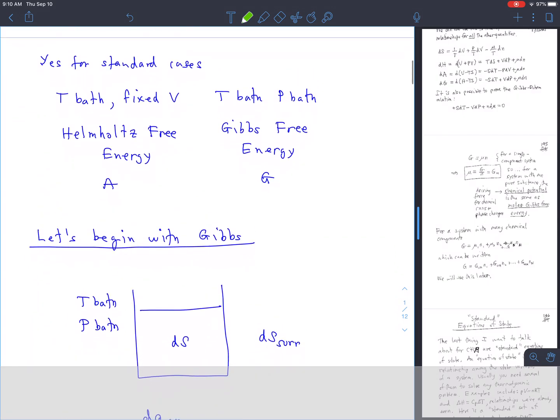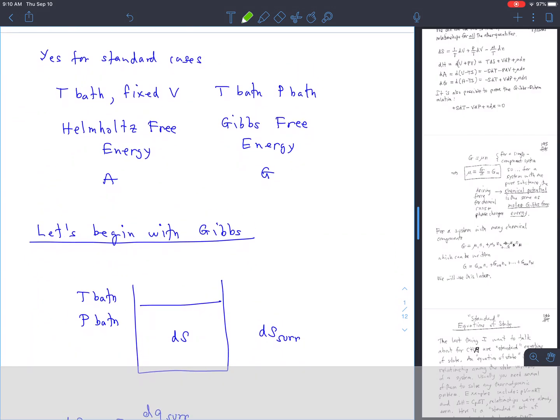Let's consider two situations. The first one, where the system in question has a temperature bath in the surroundings, and it's got non-insulating walls, so the temperature bath keeps the temperature constant in both system and surroundings. And it has a fixed volume, that is, it doesn't have a plunger or a piston that allows the volume to change. And the second case, where there is a plunger or a piston, and there's a temperature and a pressure bath in the surroundings.